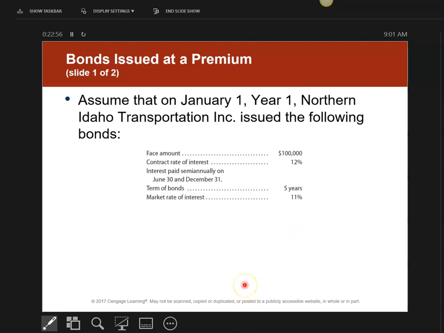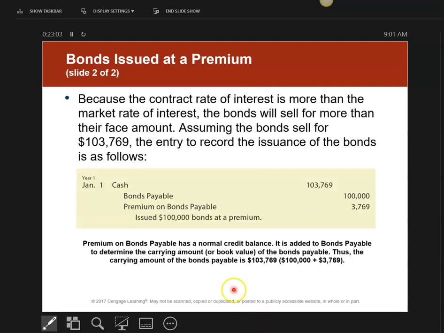And again, after these videos, I'll show you how to calculate the selling price of the bond. So here we have, I'm actually going to sell the bond at $103,769. That's how much cash you will give me today. My bonds payable always is credited for only the face value. And now I have this other account called premium on bonds payable, $3,769.